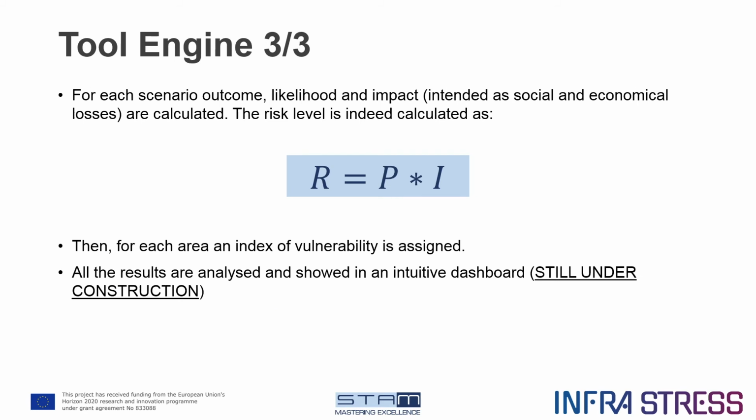Once the algorithm has generated every possible outcome, it computes the likelihood and the impact for each of them. Then the risk is basically calculated with the classical formula, that is likelihood times impact, while the vulnerability assessment is carried out by giving an index of vulnerability according to some analysis considering only the impact.